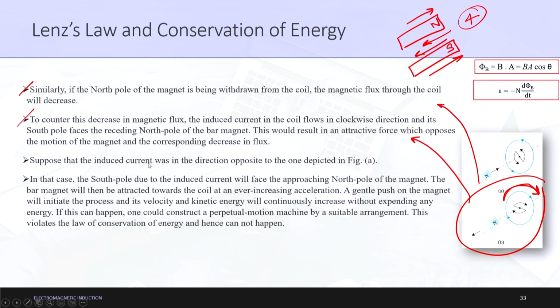Suppose that the induced current was in the direction opposite to the one depicted in figure A. Figure A is this one. In that case, the south pole due to the induced current will face the approaching north pole of the magnet. The bar magnet will then be attracted towards the coil at an ever increasing acceleration, and a gentle push on the magnet will initiate the process, and its velocity and kinetic energy will continuously increase without expending any energy. If this can happen, one could construct a perpetual motion machine by a suitable arrangement, and this violates the law of conservation of energy and hence cannot happen.